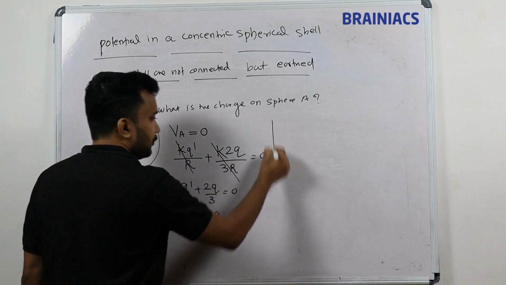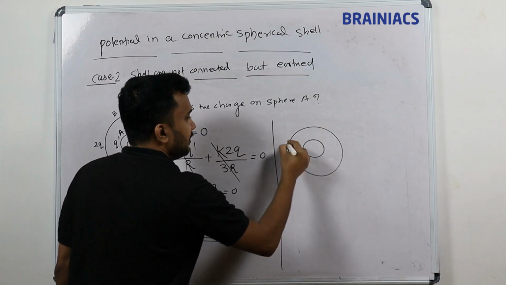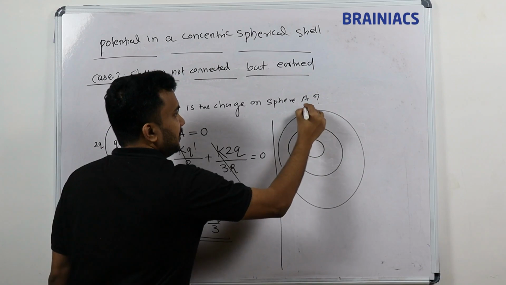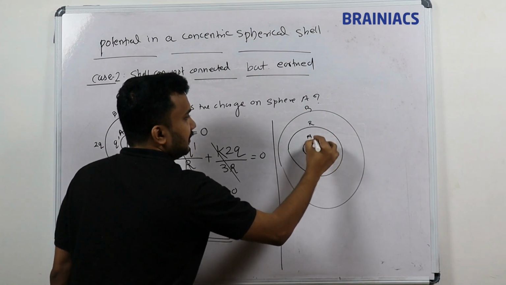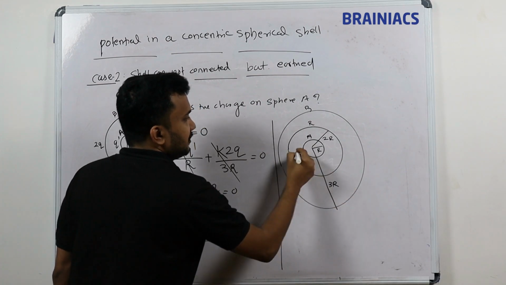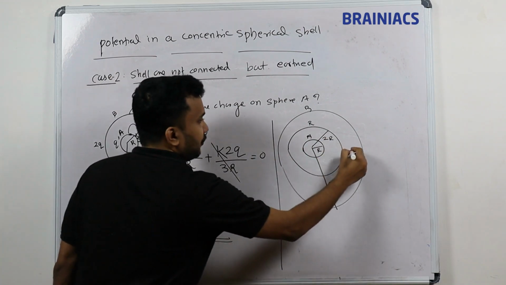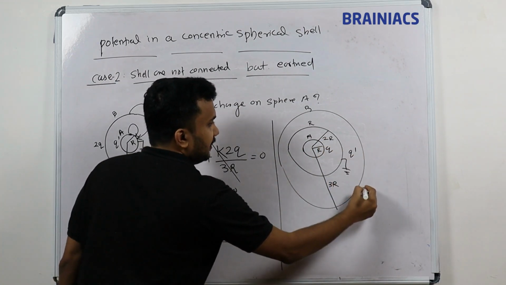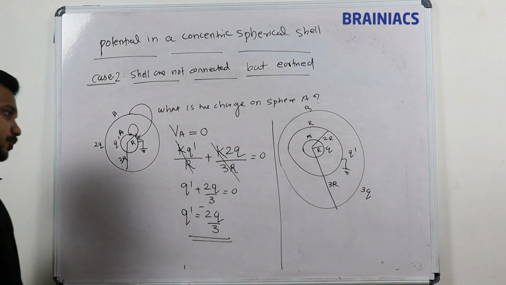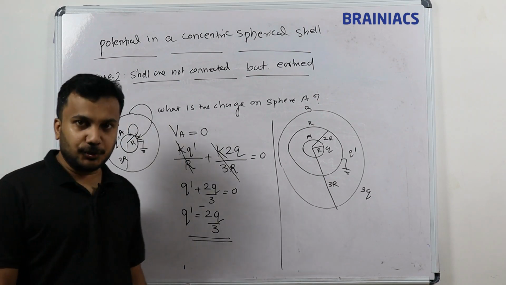In entrance examinations, the same model of questions might come with a 3-layer structure. They will give you this is called A, this is called B, this is called C. Its radius is R, its radius is 2R and its radius is 3R. Charges may be given, with this sphere earthed and we need to find the value of Q dash. Here it is Q and here it is 3Q. Then what is the value of Q dash? They may ask such kind of questions.